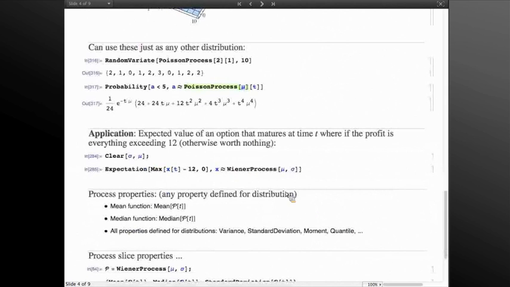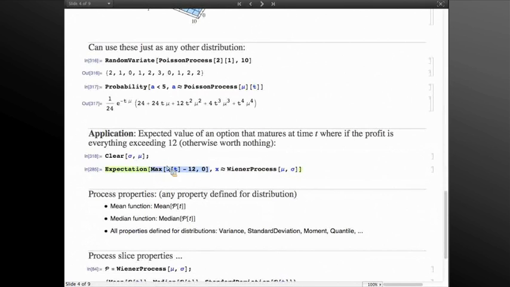Here's an example of using that. So let's assume that the price of some financial asset is modeled by this process, the Wiener process. And you can make this much more complicated. Now, this is a financial option, let's say, and I'm betting on the fact that the price is going to be greater than 12, let's say $12. So if the price at some time t, when this option matures, is greater than 12, I get the profit. If it's less than 12, I get nothing. So the way to say that is max of this and 0.